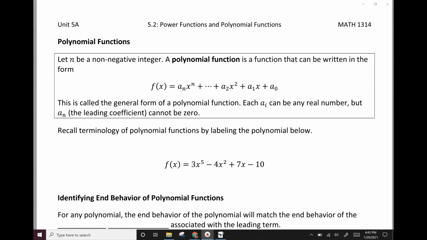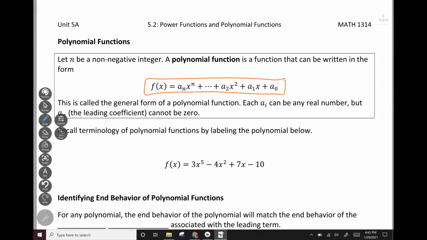A polynomial function is a function that can be written in this form. So I think we all kind of know what a polynomial is. We've talked about them earlier this year. But basically, you've got multiple terms, or it could just be one term, that'd be a monomial. And then you've got coefficients, you've got exponents that are whole numbers, positive whole numbers, and that's pretty much it.